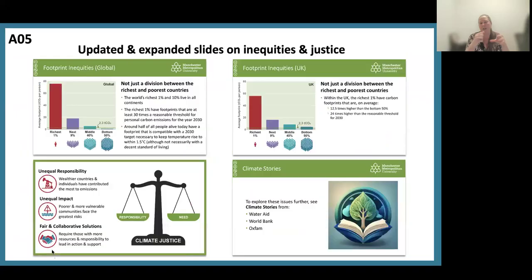Next slide, please. We've also updated and expanded the slides on inequities and justice. So we had the original figure from the report on footprint inequities. We've used the publicly available dashboard to update that and present it for the UK. And then we've put in a slide that really highlights the climate justice take-home messages. Next slide, please.